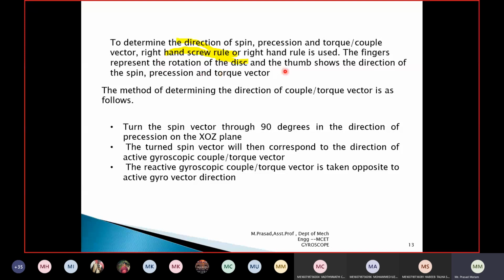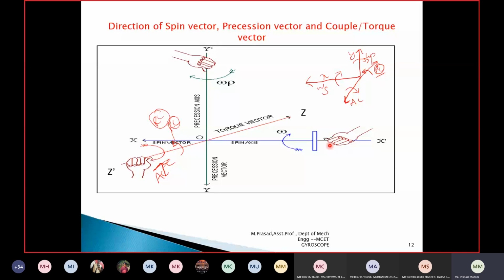The finger represents the rotation of the disc and the thumb shows the direction of the spin, precision and torque vector. That is what I am saying here. You can see the thumb. This thumb shows the direction of the spin vector. Now this thumb shows the direction of the precision vector. Now this thumb shows the direction of the torque vector.